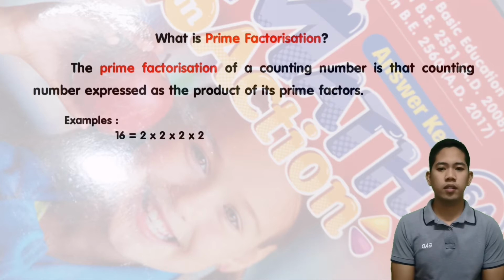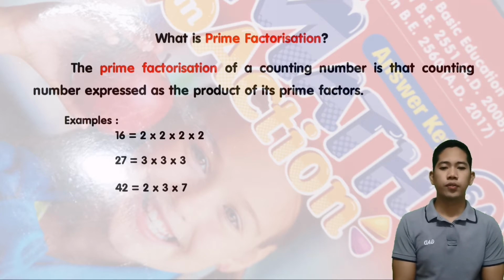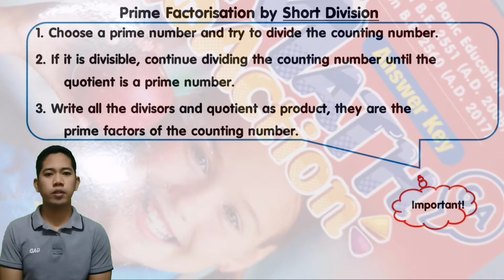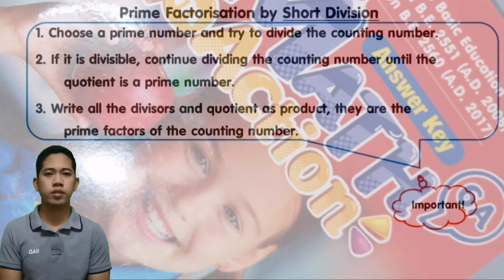16 is 2 times 2 times 2 times 2. 27 is 3 times 3 times 3. 42 is 2 times 3 times 7. And 56 is 2 times 2 times 2 times 7. Let me show you how prime factorization by short division works.